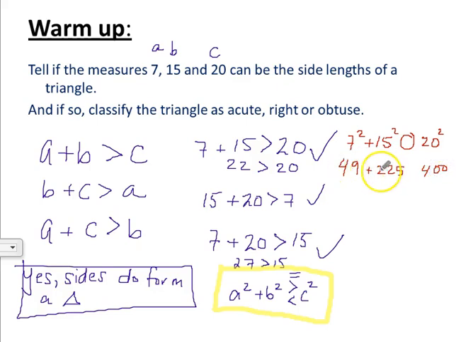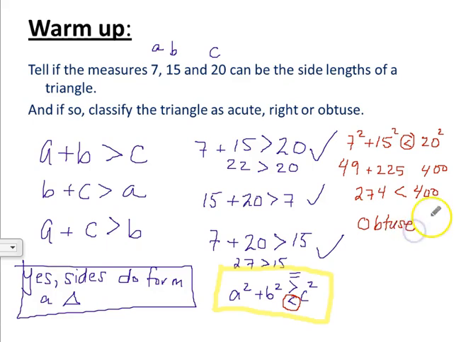Let's add 49 plus 225, and I get 274, which is actually less than 400. So what we're getting here is less than. The sign that we're going to be using is that when we add a squared plus b squared, it's less than c squared. And because it's less than, that means it's an obtuse triangle.